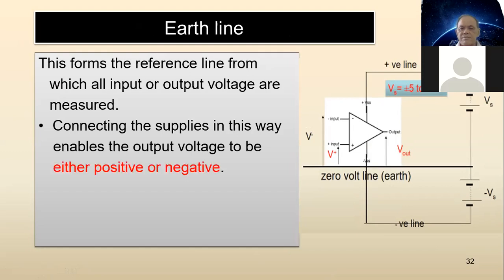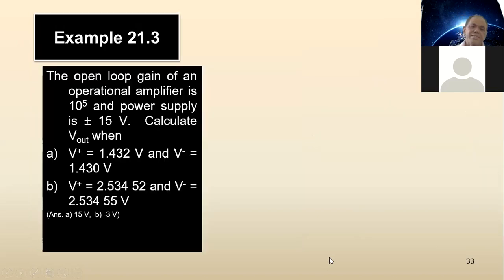So we have a positive supply, we have a negative supply. So it allows us to amplify the positive input, and it also allows us to amplify the negative input. If we don't have the negative, if we earth this one, then whatever output is always zero. We cannot amplify the negative input. Right? Let's try an example to help us understand what's happening.